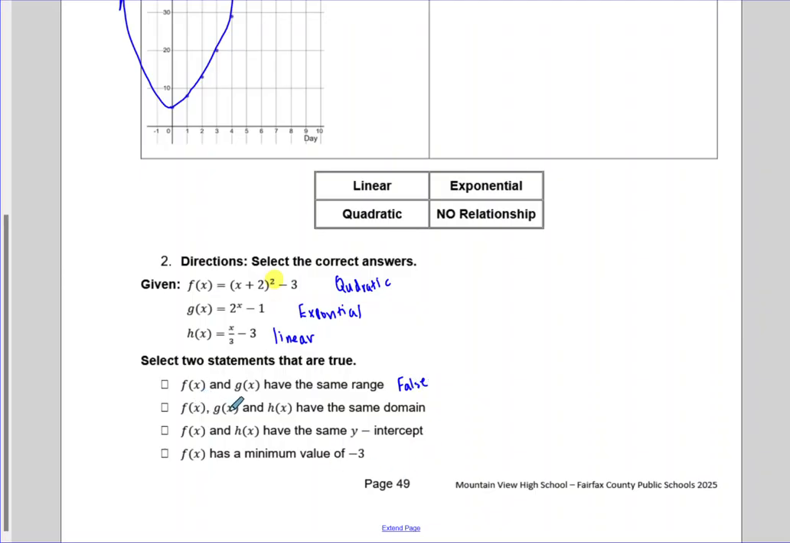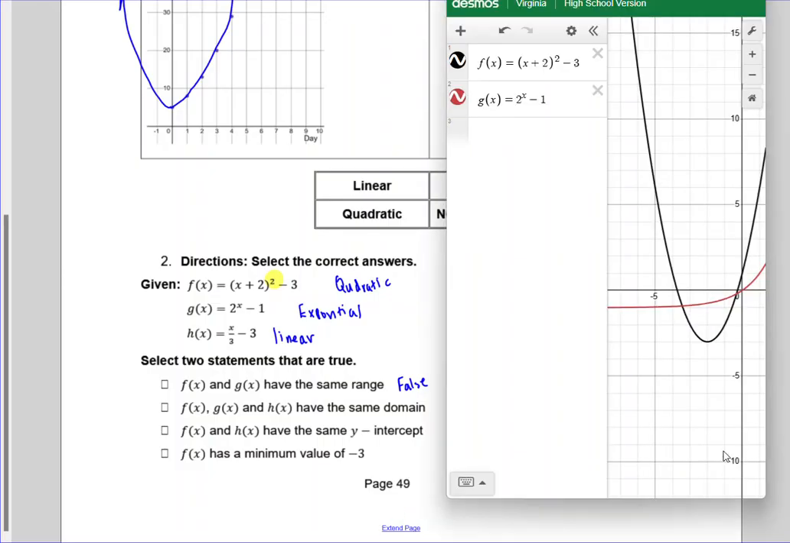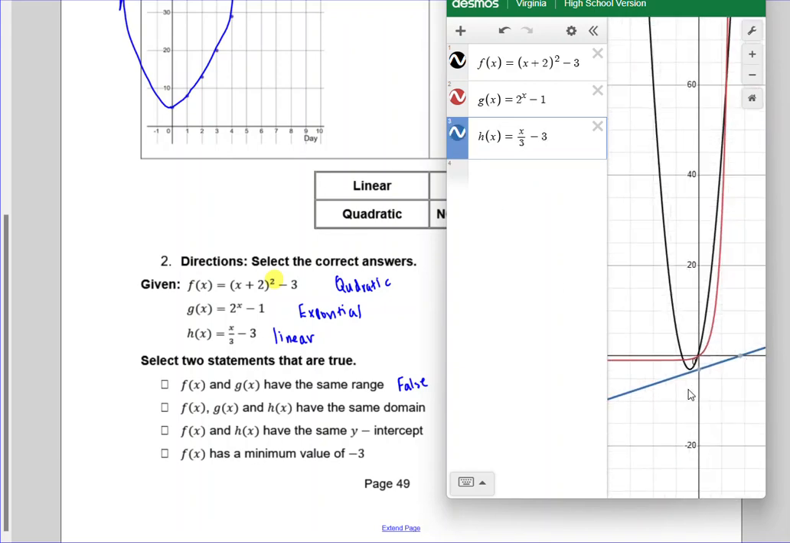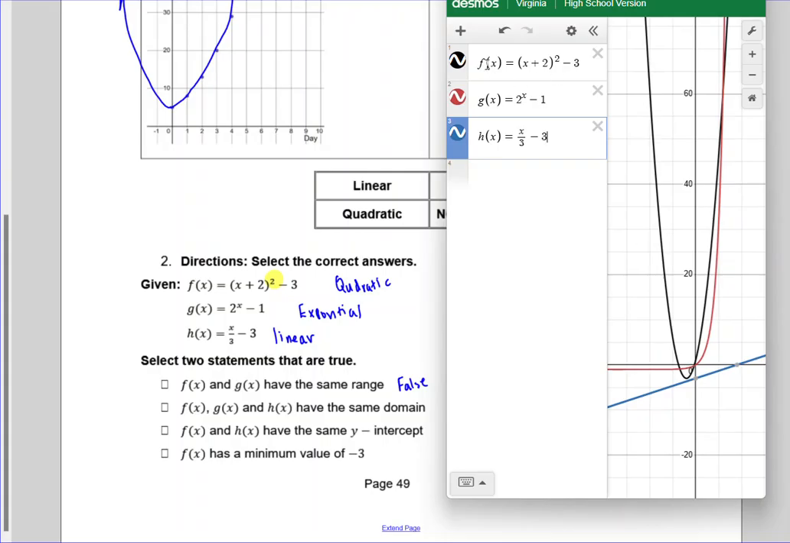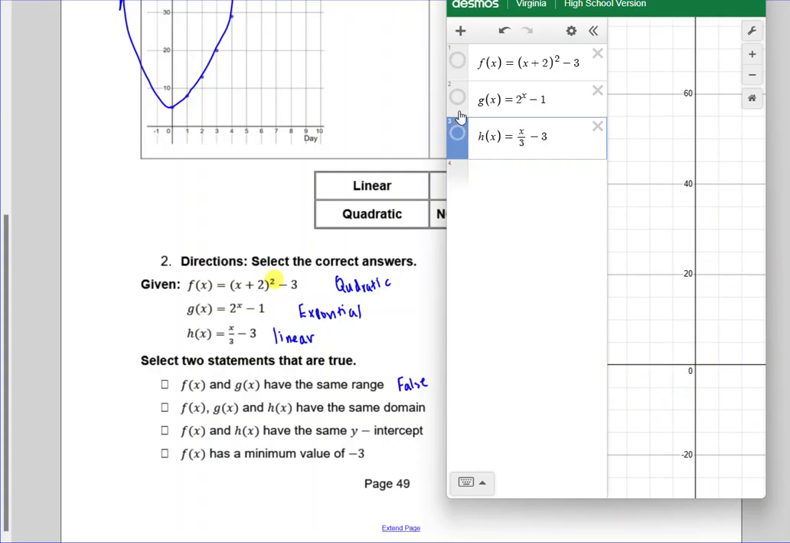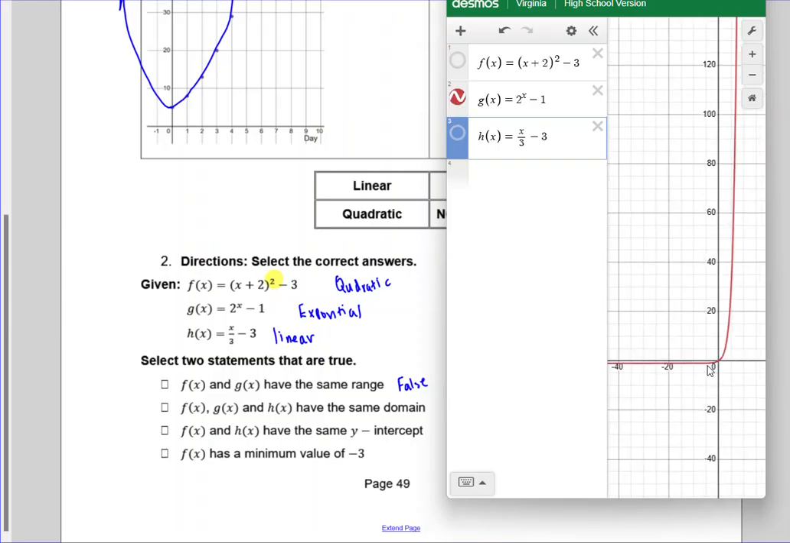All right, f of x, g of x, and h of x all have the same domain. Let's check. Okay, I already have both of them here. Let me go ahead and type h of x in. All right, the domain for f of x is all real numbers. For g of x is also all real numbers. It's going to the left and it's going to the right. And h of x is also all real numbers, going to the left and going to the right. So this is actually true.